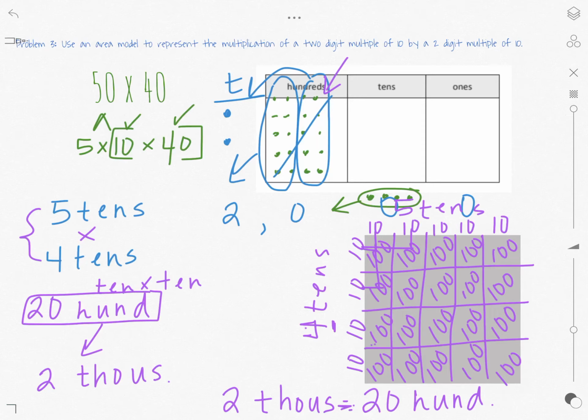Which, if you can make that connection automatically, that's great. If not, then go back to that place value chart. That's why we learned how to use that place value chart.